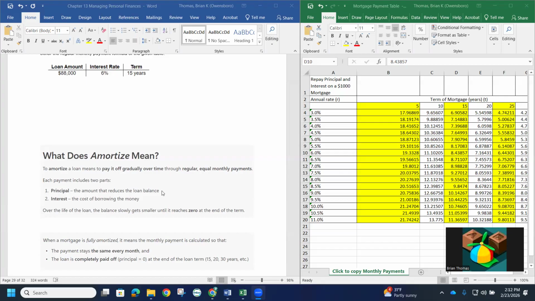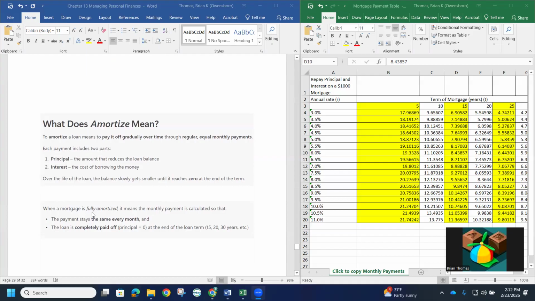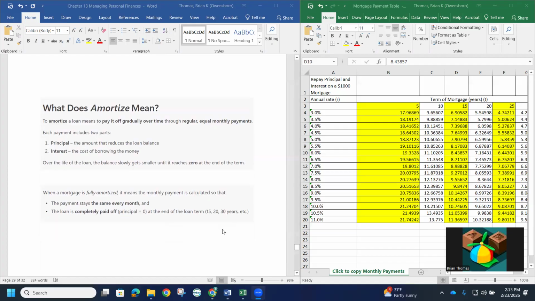So that's a challenge. When a mortgage is fully amortized, it means its monthly payment is calculated so that, again, the payment stays the same every month, and when the loan is paid off, the principal is equal to zero. Now, the thing is, you have loan terms. 15, 20, or 30 years are usually the most common.